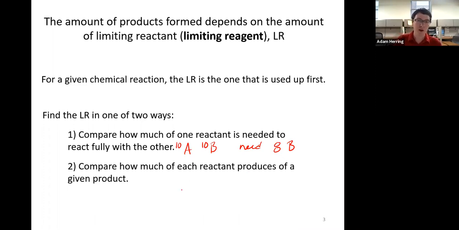However, if we have a reaction that combines A and B and produces some molecule C, if you do the calculation and we see that with A we could produce 5 molecules of C and with B we could produce 4 molecules of C, we see that B is our limiting reactant and it runs out first because it would have produced less of molecule C.